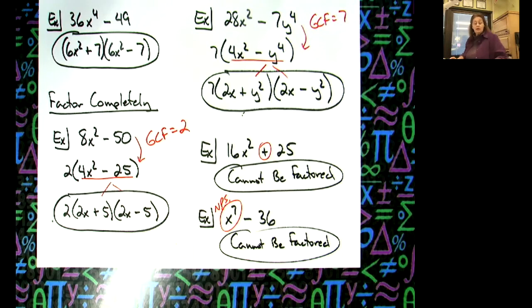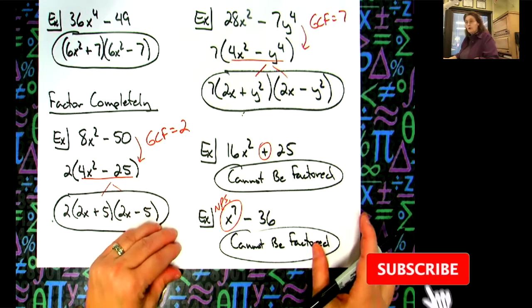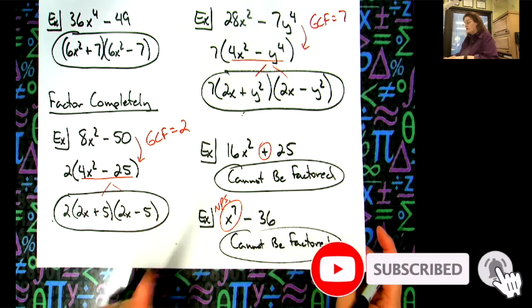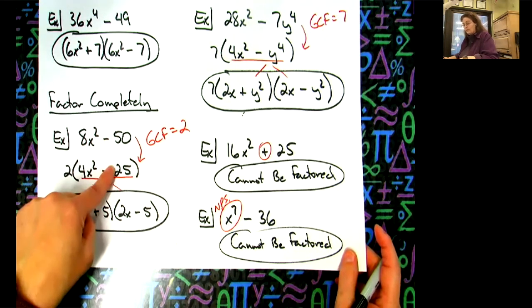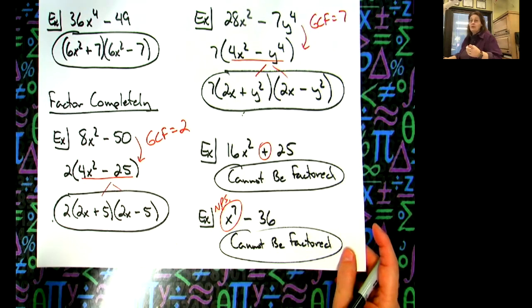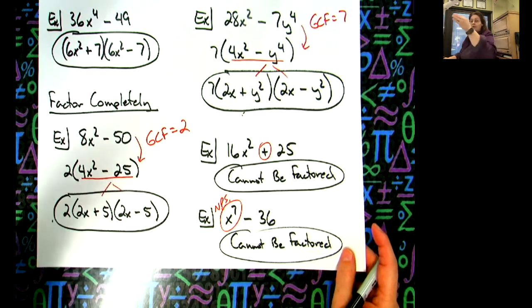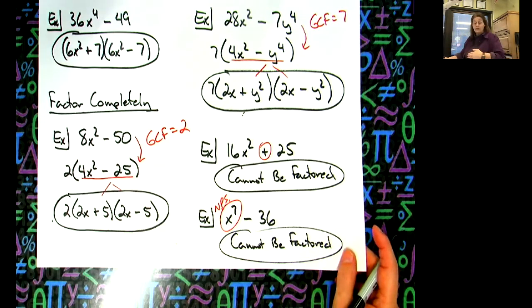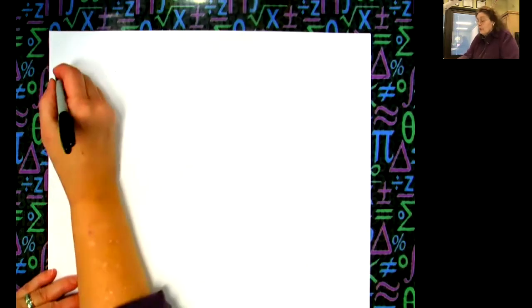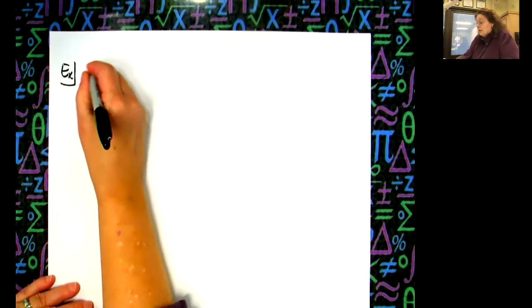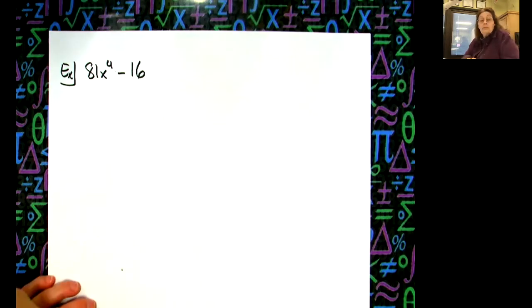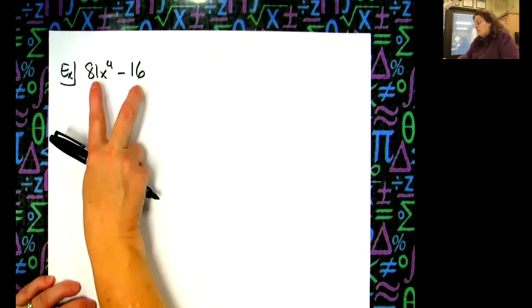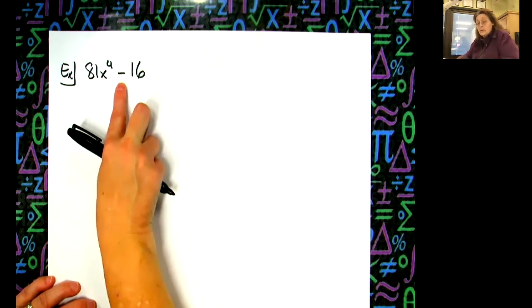Let's do one where, so far, these have taken two factoring skills. One was greatest common factor and then difference of two squares. But there's nothing that says we can't do the difference of two squares and then the difference of two squares again. So let's try one like that. Let's suppose I had something like 81x to the 4th minus 16. Two terms, yes. Minus sign, yes.